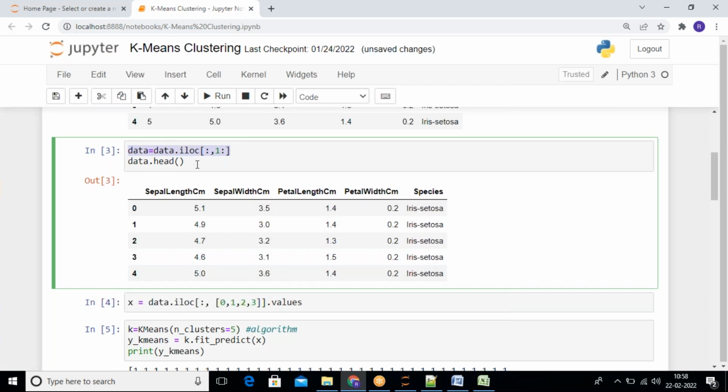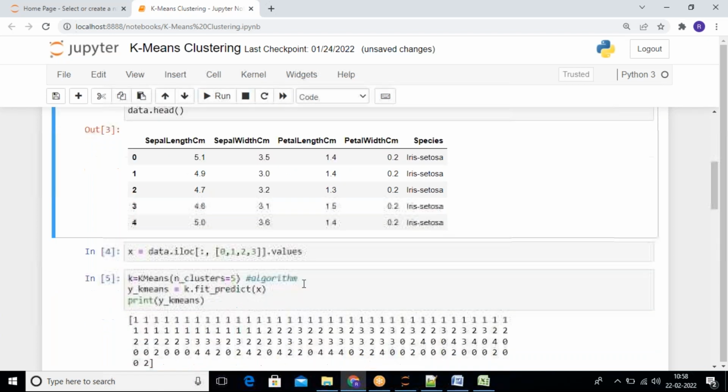Now a question might arise: sir, since this is unsupervised learning, then why have you not dropped the species till now? Why, sir? So the answer is here.